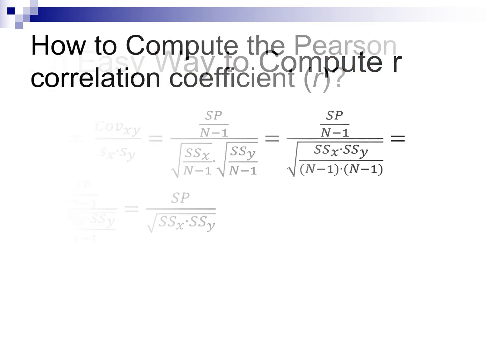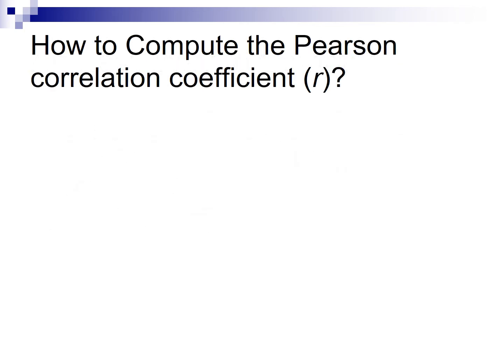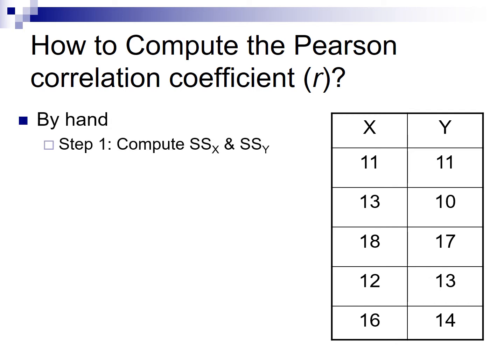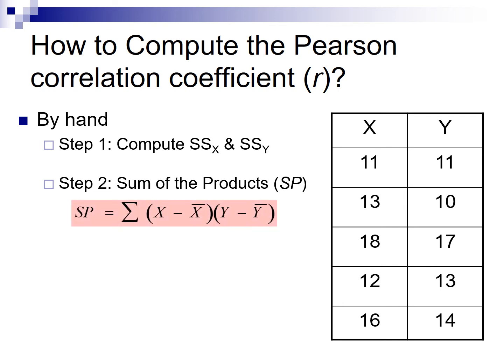Let's look at in-class exercise 1. X is 11, 13, 18, 12, 16, and there are y's. First we need to compute the denominator, the sum of squares for x and the sum of squares for y. Then we compute the sum of the products. The sum of the products equals x minus x bar multiplied by y minus y bar, added together. Finally, we can compute R. Therefore, it's more straightforward.